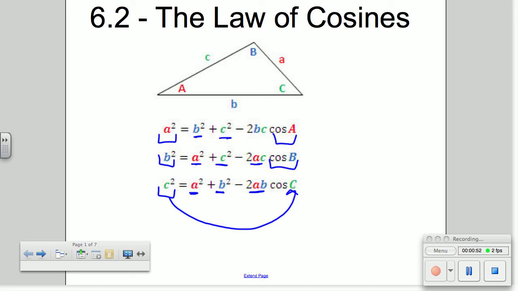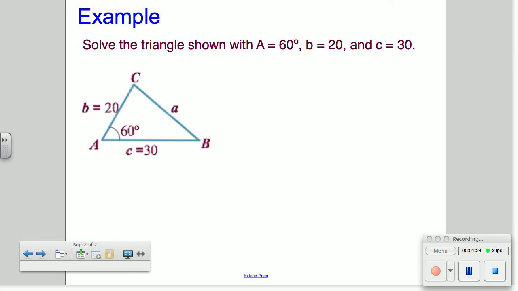Now, we're going to use the law of cosines when we have a situation of either a side, an angle in between, and another side, or when we're given 3 sides and we have to find the missing angles. When you're given 3 sides and you have to find the missing angles, it's going to be important to find the bigger angle first. And we'll go through an example of how to do that in a couple minutes. Let's go ahead and take a look at our first example.